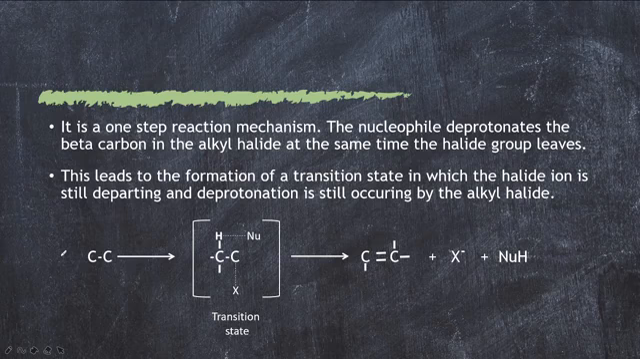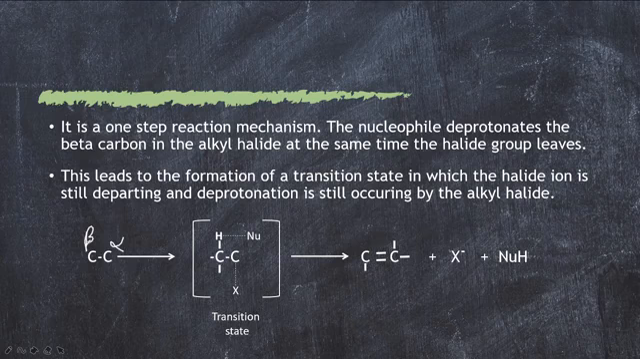This leads to the formation of a transition state in which the halide ion is still departing, and the deprotonation by the nucleophile is still occurring. Now, look at the structure I'm giving. This is not a comprehensive structure. You can just say C-C. This is the alpha carbon, and this is the beta carbon. So don't be confused: that's the alpha and that's the beta carbon.